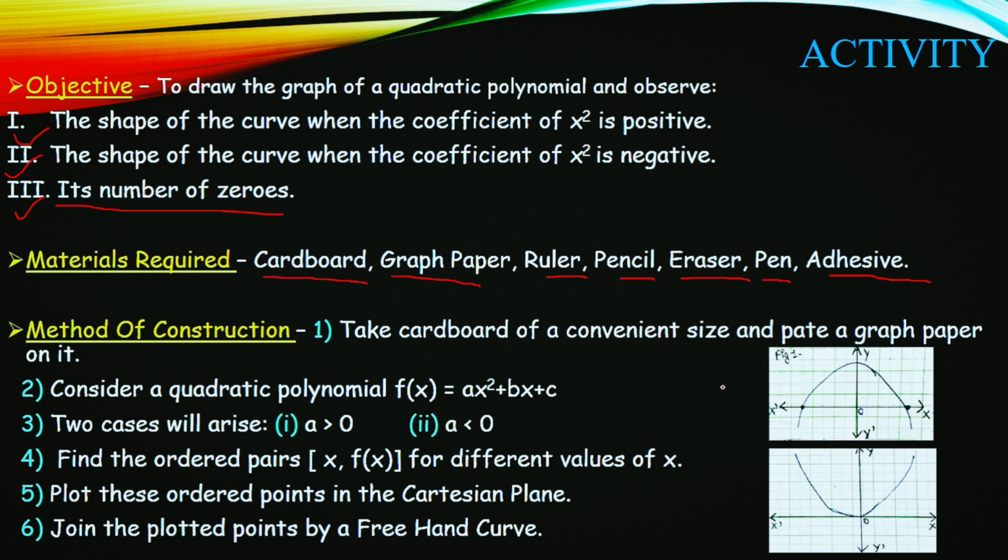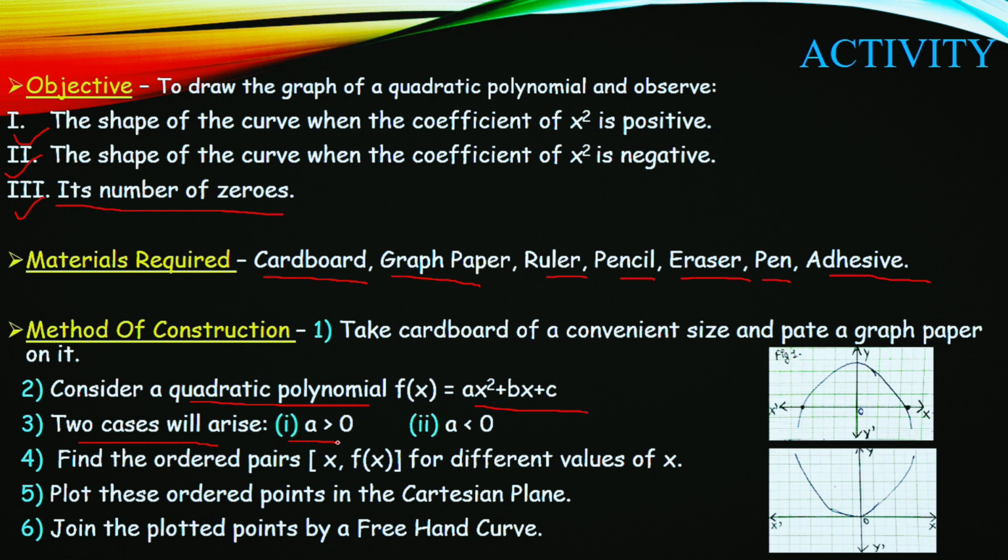The second step is to consider a quadratic polynomial. We know what a quadratic polynomial is and what its general form is. Its general form is ax square plus bx plus c. So by considering this quadratic polynomial, two cases will arise. What are these two cases?